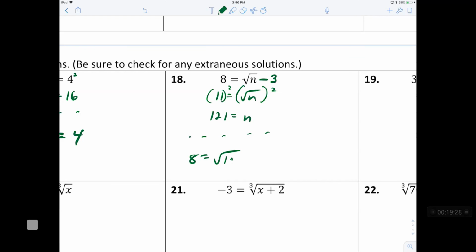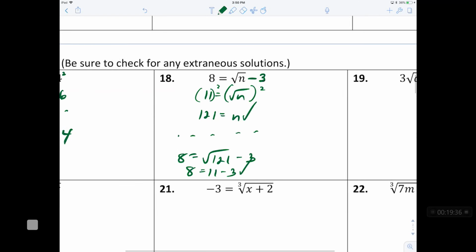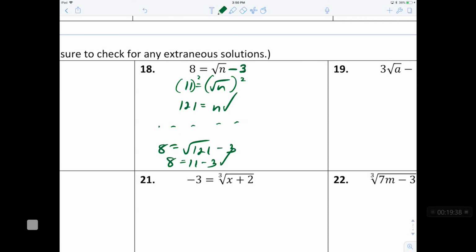And I'm going to go ahead and check that. 8 is equal to the square root of 121 minus 3. Square root of 121 is 11. If I subtract 3, I will get 8. Okay, so that one's good. So do check your solutions, guys, because there will be some that do not work.